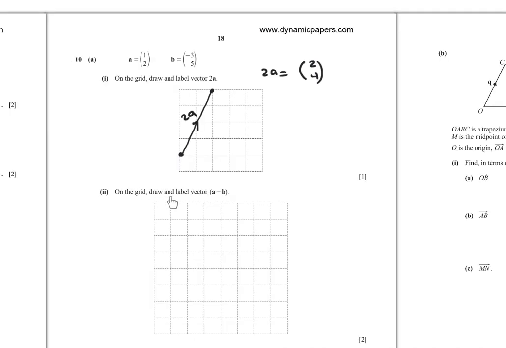Double I. On the grid, draw and label the vector a minus b. A minus b, subtract. 1 minus negative 3 equals 4. And 2 minus 5 is negative 3. So to draw the vector 4, negative 3, 4 to the right and 3 down, you can start from this point. So 4 to the right and 3 down, so this is the end point. Now join them. So now we have the vector a minus b. The direction as shown.